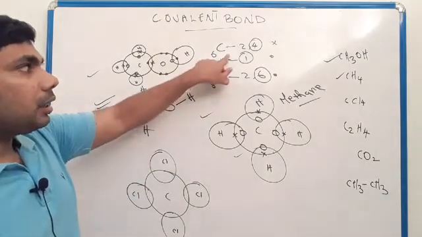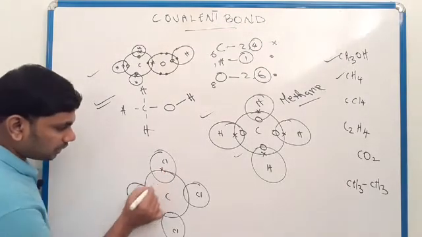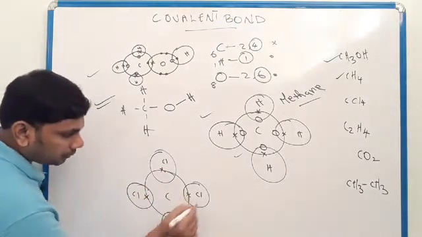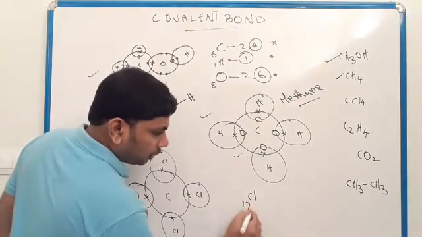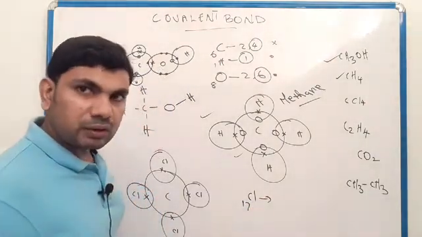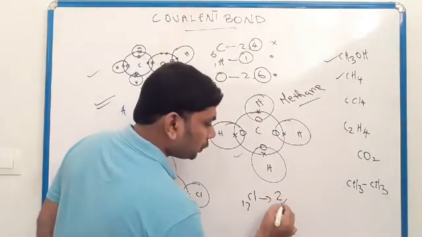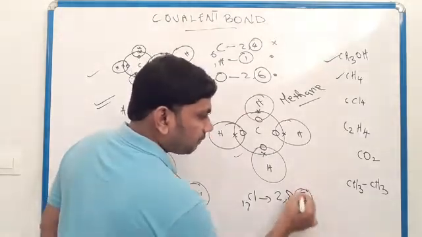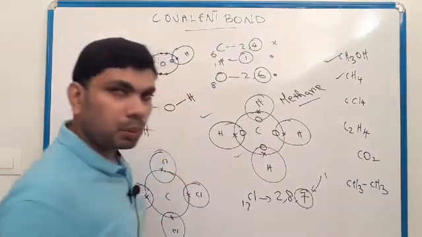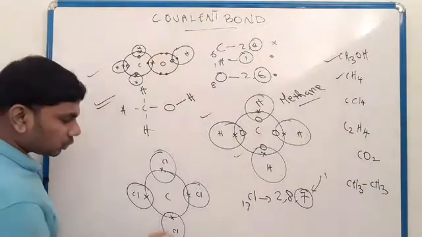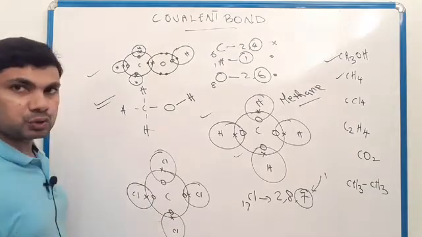We know carbon has 4 electrons in its valence shell. Okay, so first let us complete carbon's 4 electrons. Now we know chlorine's atomic number is 17. What will be the electronic structure? Electronic structure will be 2, 8, 7. Here 7 electrons, so it needs 1 more electron. Clear? So here chlorine needs 1 more electron. Each chlorine atom needs 1 more electron.